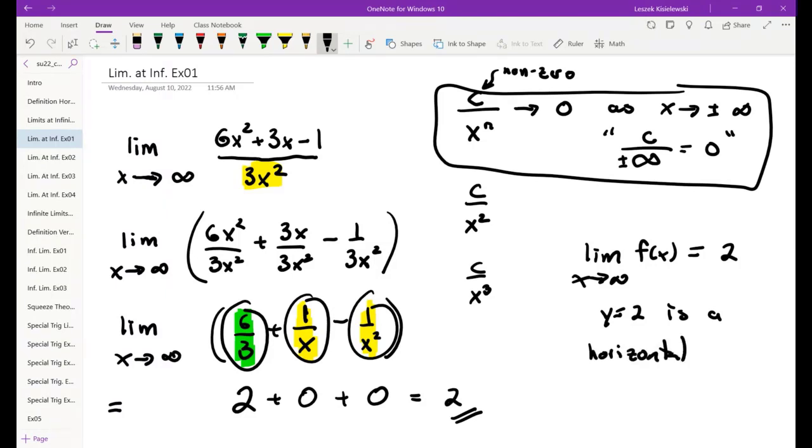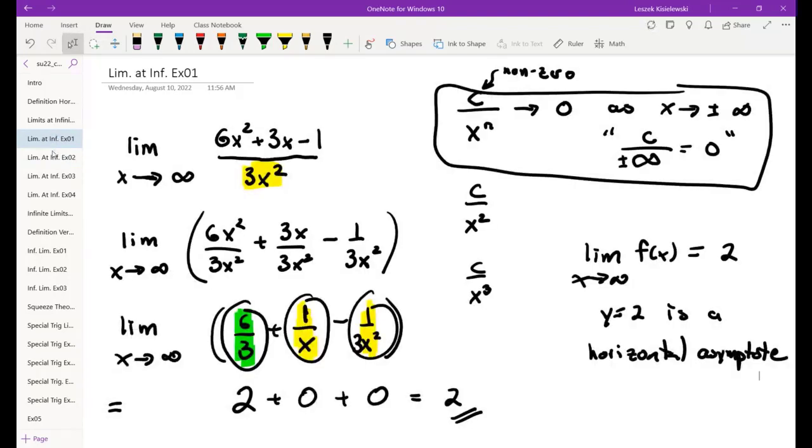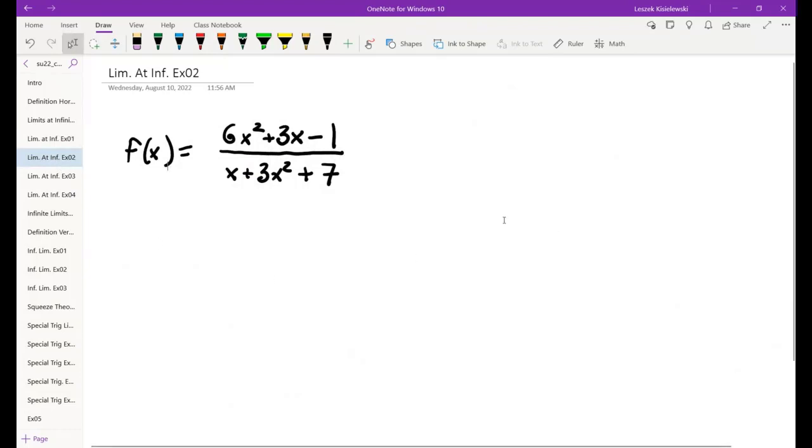Where did the 3 and 1 over 3 go? Oh, thank you. Somebody mentioned that I made a typo here. I forgot to bring down the 3. All right, I'll go ahead and move on to the next example.